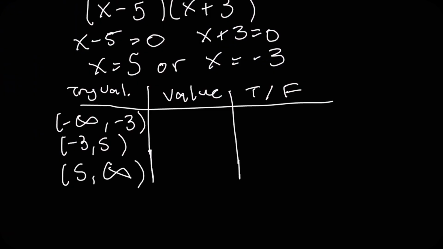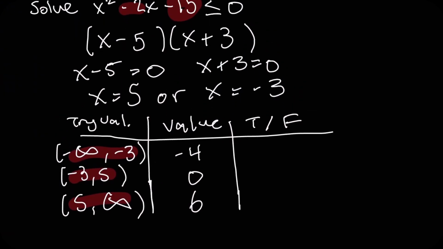Values, we can pick any value within these specific intervals. So just make sure the values that you pick are within those intervals. So we can pick a negative 4, a 0, and then a positive 6. And essentially what we're doing is taking these values, plugging them back into the original equation to see if it actually makes sense or not, to see if that's a value we want to include in our solution.